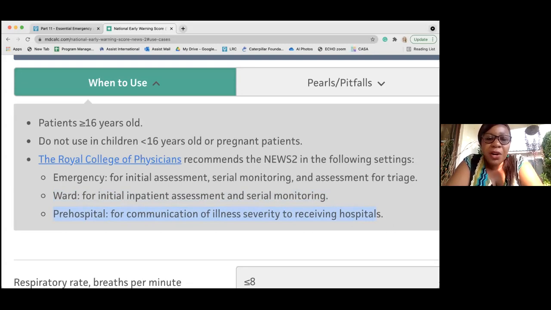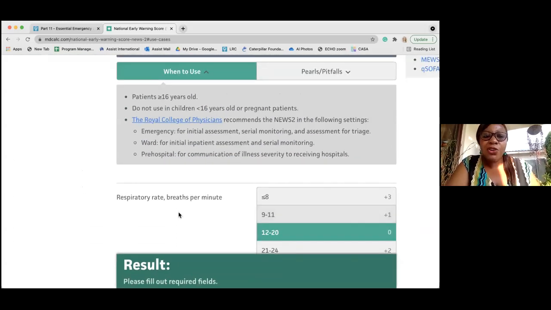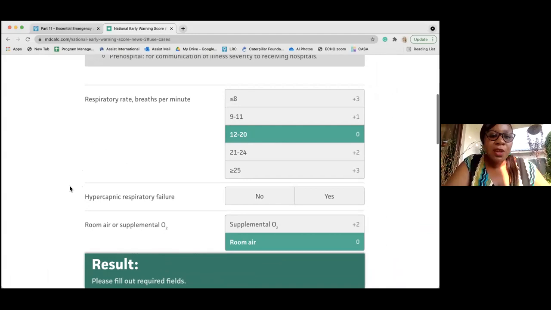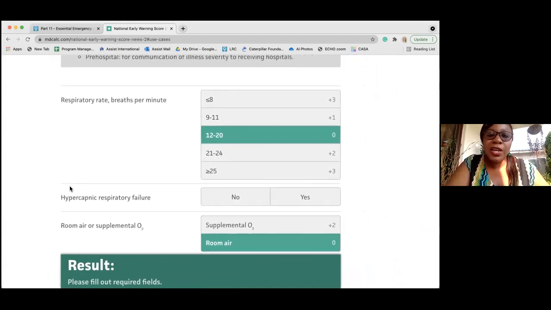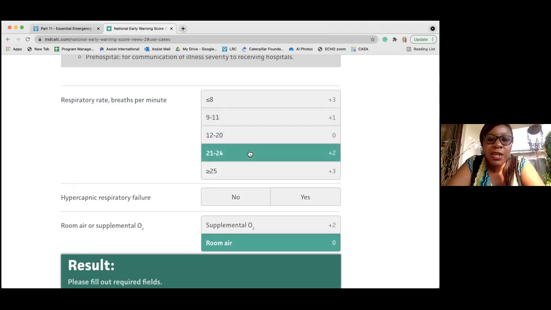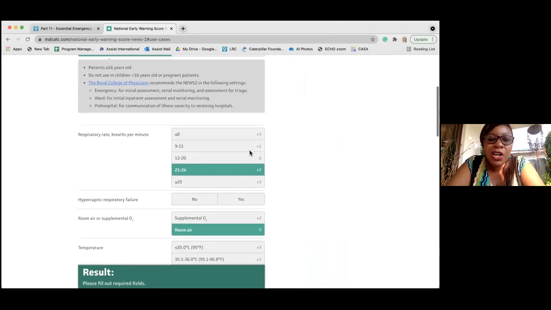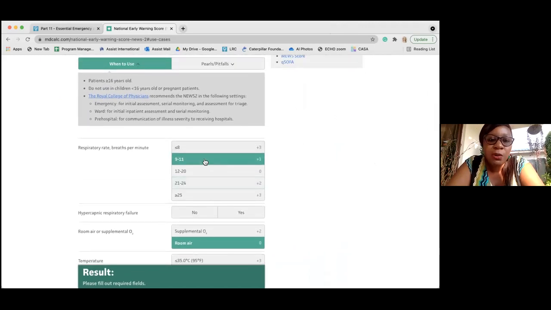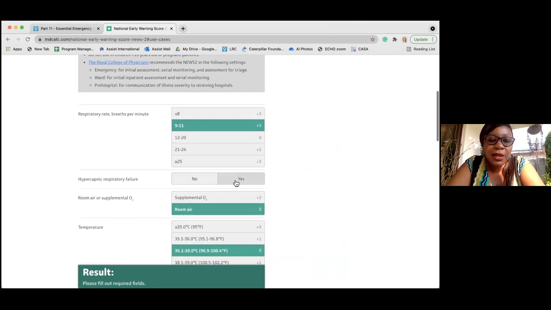So how does it work? Sarah, we could go back to the main discussion. How do you actually use the NEWS2 score? There are several parameters which are measured in the NEWS2 score. Number one is your patient's respiratory rate. In this version, which is being projected, this is on the MedCalc, you simply input your patient's respiratory rate. The second parameter that you're going to look at on a yes or no basis is whether you've got hypercapnic respiratory failure.